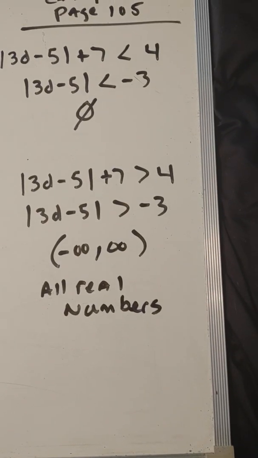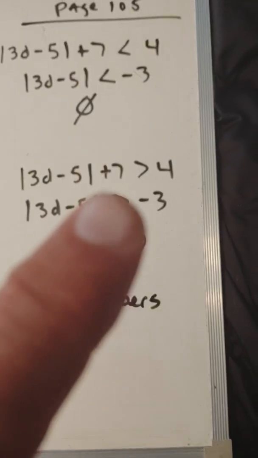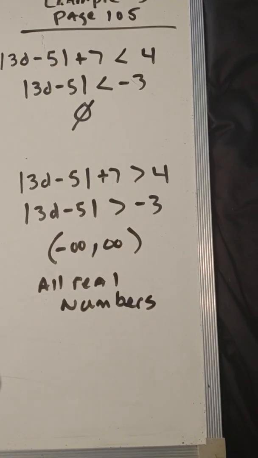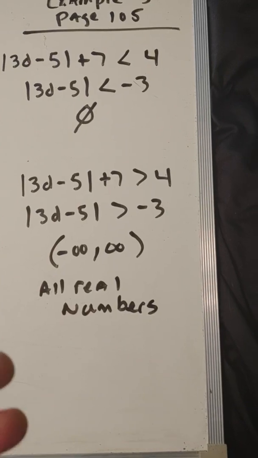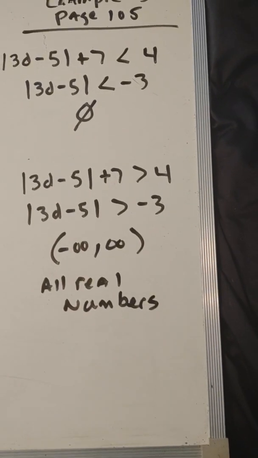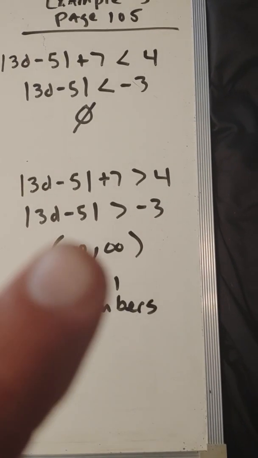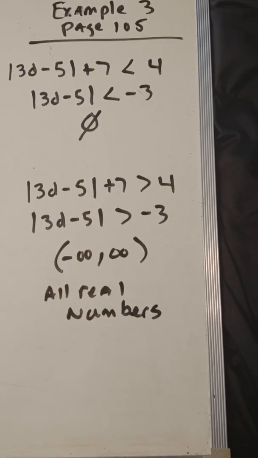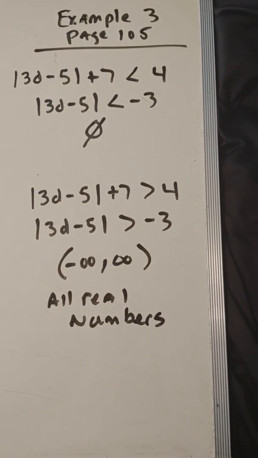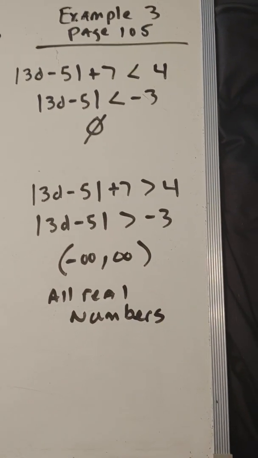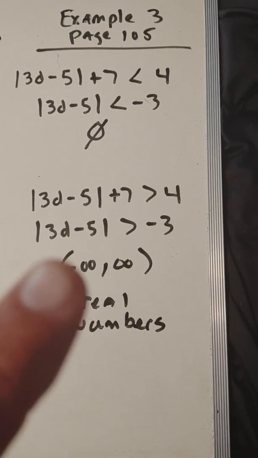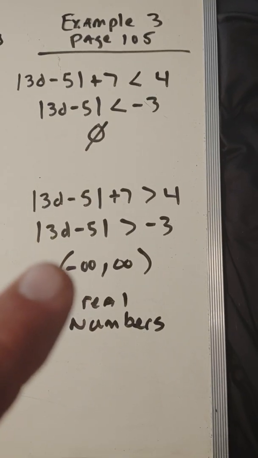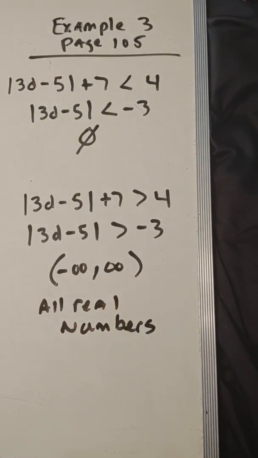In this one, we have absolute value of 3d minus 5 plus 7 greater than 4. Subtract the 7 over, we get absolute value of 3d minus 5 greater than negative 3. Well, because the absolute value is always going to be positive, then no matter what we stick in for d, it's always going to be greater than negative 3 because 3 is negative. So this is all real numbers. I can stick anything in here in d, and it's going to be 0 or positive, which is going to be greater than negative 3.